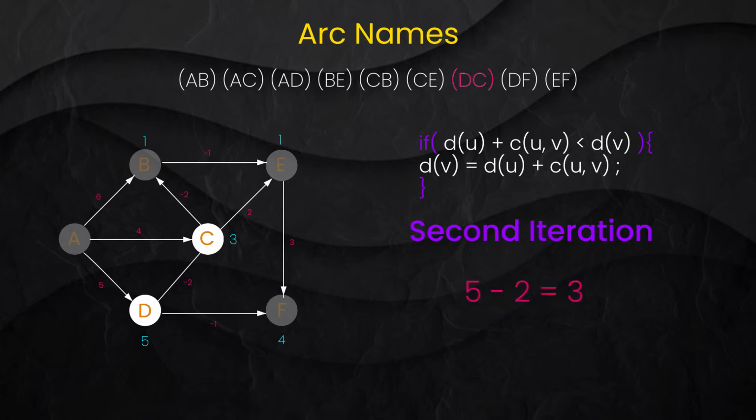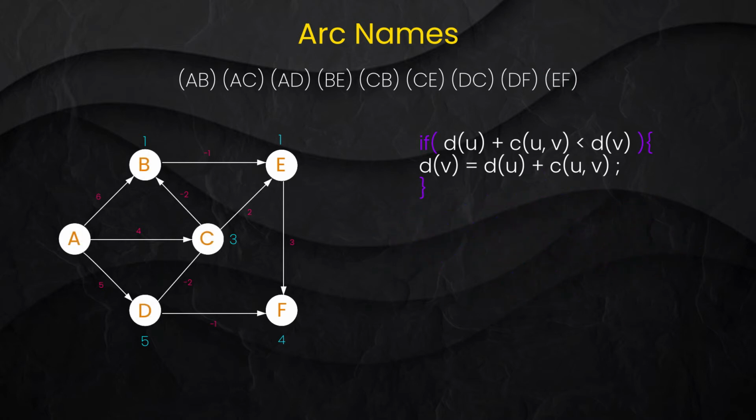Now DC. DC is 5 minus 2, that is equal to 3. You will not update. Now DF. DF is 5 minus 1, that is equal to 4. You will not update this. Then again EF. EF is 1 plus 3, that is 4. 4 is equal to 4. You will not update it. So therefore, the second iteration is also completed. Now you have to consider the next iteration.